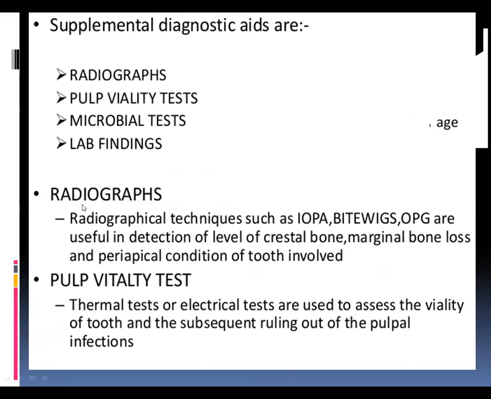First, radiographs. Radiological techniques such as IOPA, bitewing, and OPG are useful in detection of the level of crestal bone, the marginal bone loss, and the periapical health condition of the tooth that is involved. The pulp vitality test: you have to do this test for checking the pulp vitality. The thermal test or the electrical test are used to assess the vitality of a tooth and the subsequent ruling out of pulpal infections.